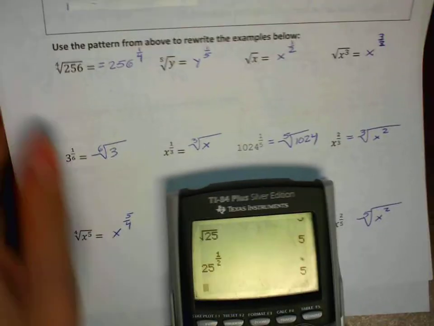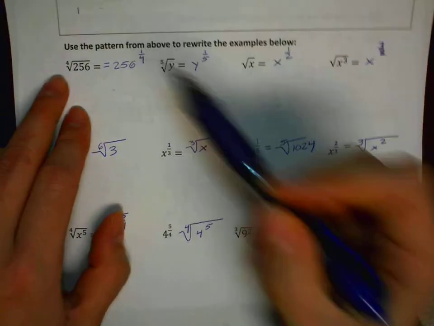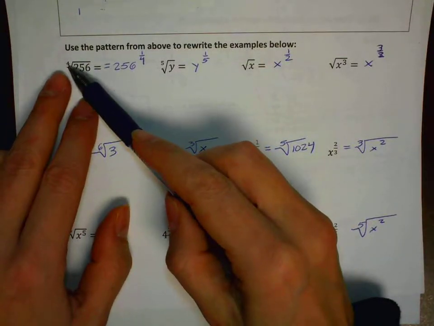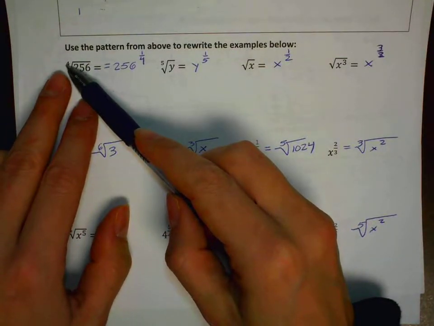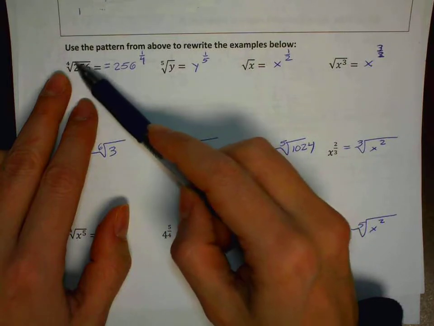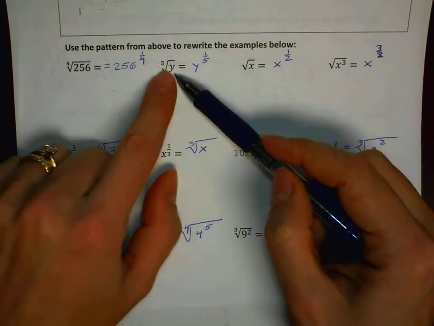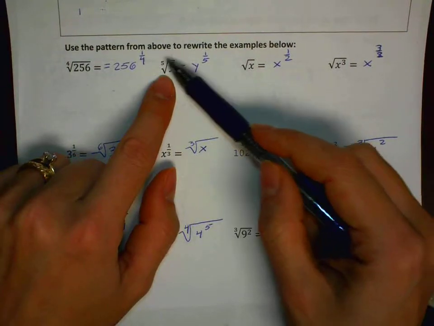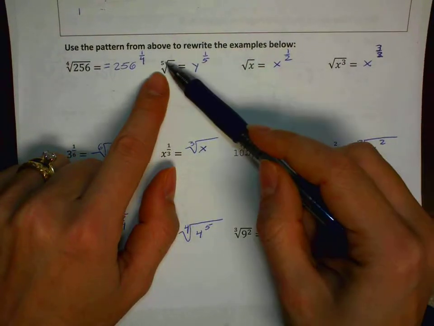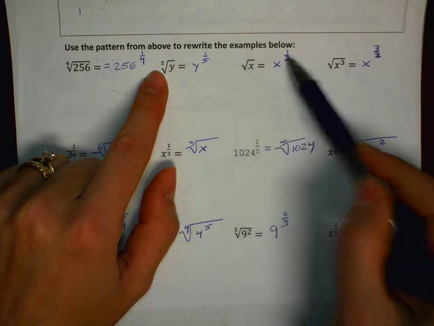So if I want to rewrite things, this out here is going in the denominator. So instead of saying the 4th root of 256, I could say 256 to the 1/4. Or this one, instead of the 5th root of y, y to the 1/5. So whatever's out here goes in the denominator.